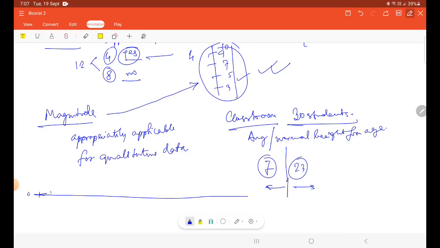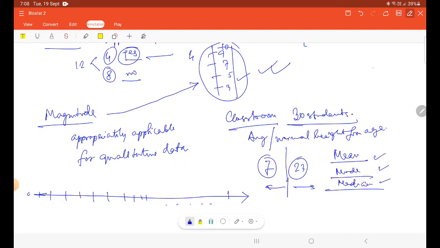Student number 1 is here, student 2 is here, 3 here, 4 here, 6, 7, 8, 9, 10, accordingly up to the student number 30. So in an increasing or decreasing scale you can categorize them, and if you have their height values, you can have the mean, mode, median out of it. You can measure these averages because you know the value of each student's height.